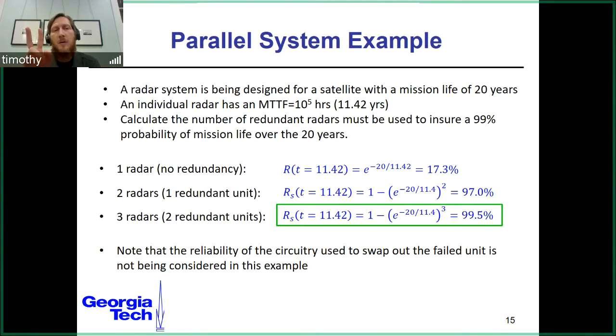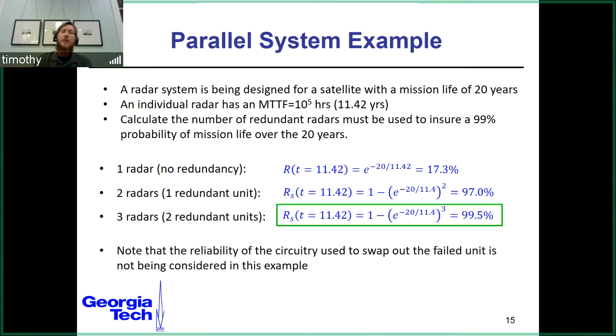So now let's take it a step farther and see that we have two radars, the radar and the redundant radar. So now R of S is going to be equal to 1 minus e to the minus 20 divided by 11.4, quantity squared. That gives us a 97% chance that one of the radars will live. So just by giving one redundant system, it increases from a 17.3% chance to a 97% chance, but that's still not quite good enough.